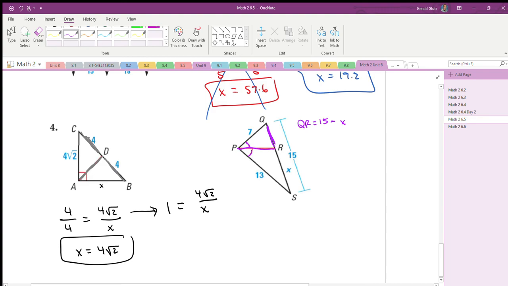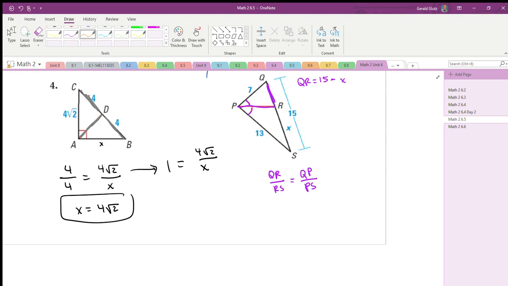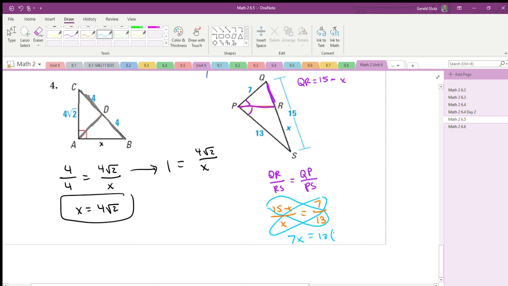So my proportion would look like this. So I'll just write the letters first. So QR divided by RS is equal to QP divided by PS. So QR was 15 minus x. RS is just x. QP is 7. And PS is 13. So now I have two fractions equal to each other, so I can cross multiply. So 7x, that one's easy. This one's a little tricky. So I'm going to have 13 times 15 minus x.